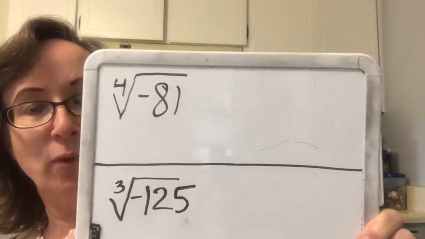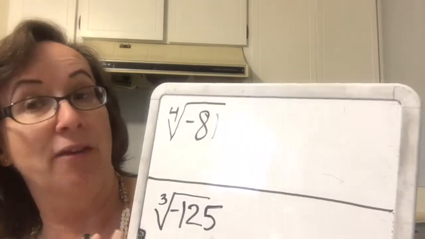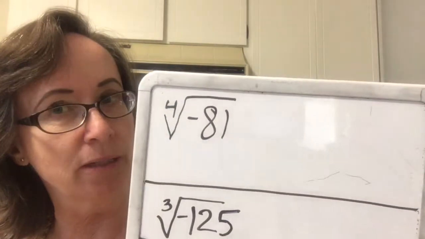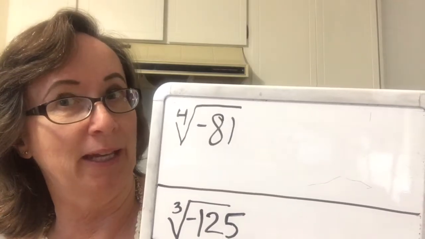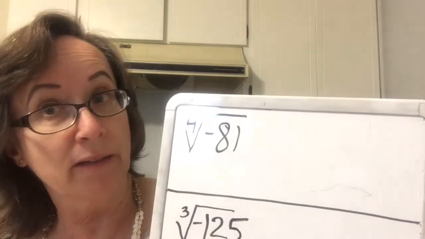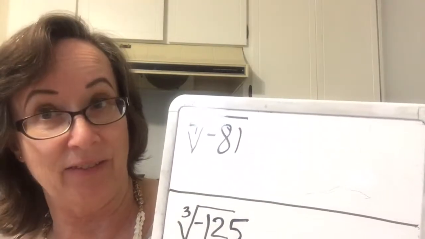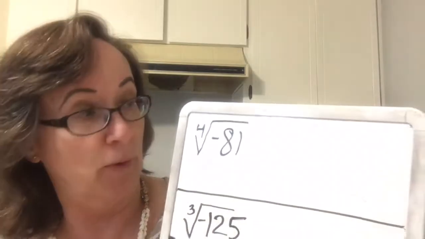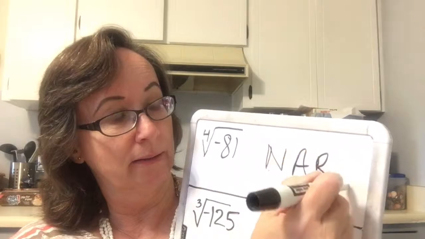So we have the fourth root of -81. Now, since the fourth root is an even root, I won't have that odd negative sign to make it negative again. Therefore, there is no real number that will raise to the 4th power to give me a negative anything. Therefore, I will say not a real number.